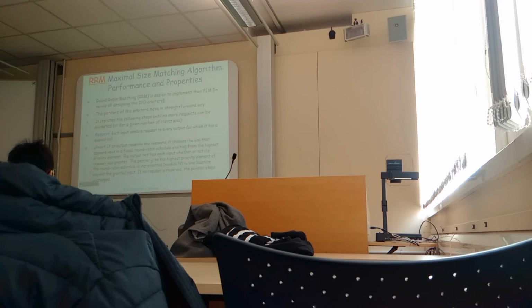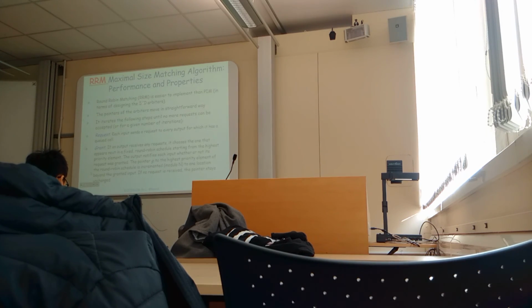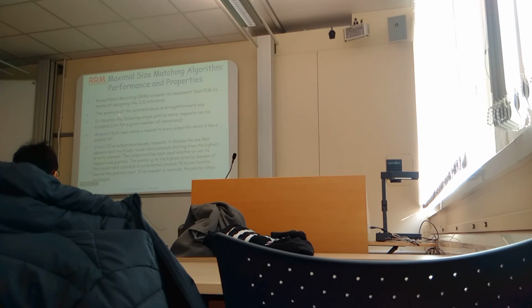So this is what it says here. Round-robin matching is easier to implement than PIM, because you will see that the way you implement the round-robin discipline is easy. You can use what are called priority encoders in hardware, and it's easy. In terms of designing the IO arbiters, which means the grant and the accept arbiters, the pointers of the arbiters move in a straightforward way. Now we are talking about pointers. The pointer means the highest priority in a round robin.